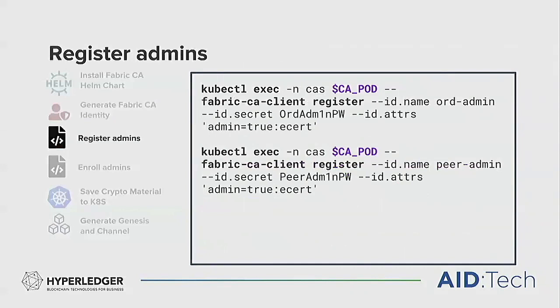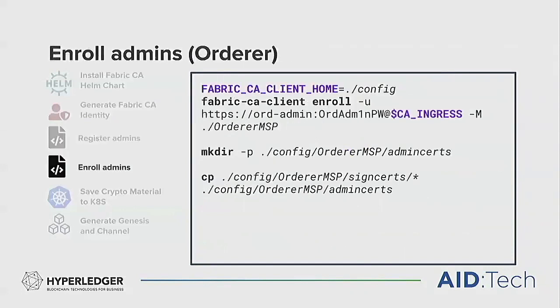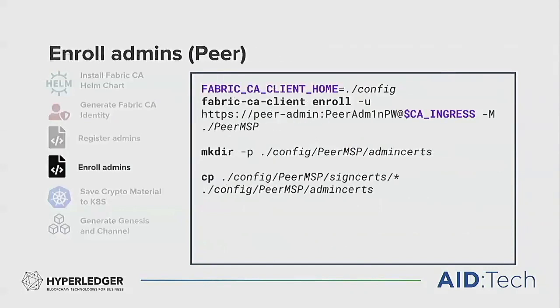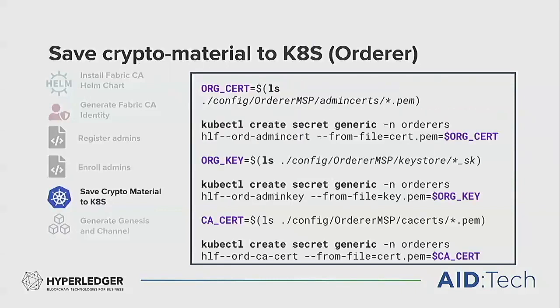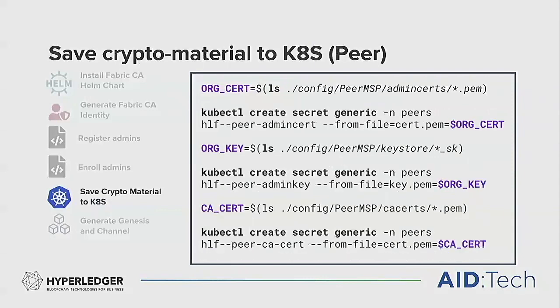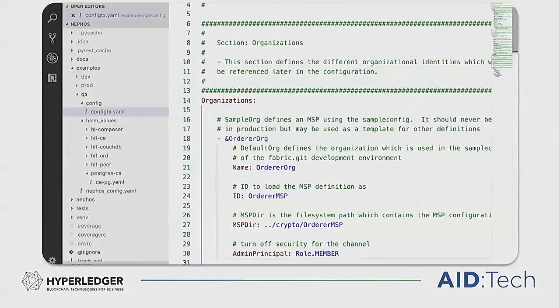And this will be the administrators who will have the possibility of creating other identities. We enroll these identities after registering them. And we do a bit of shuffling of certificates around, because we need to copy their certificates to the admin certificate folder. We save the crypto material to Kubernetes with these easy to remember commands. And for the PR. And we use this config.txt file to actually define the network, right?